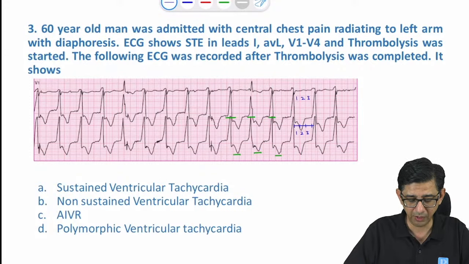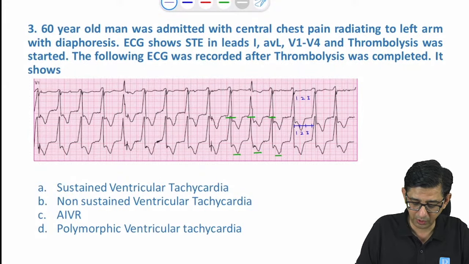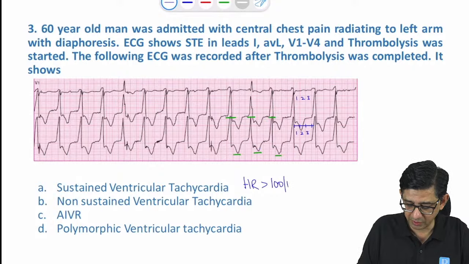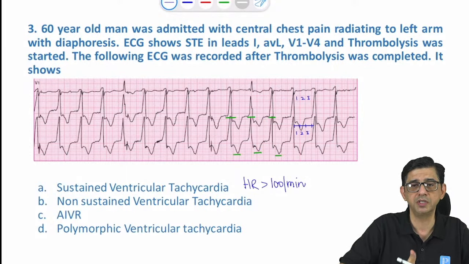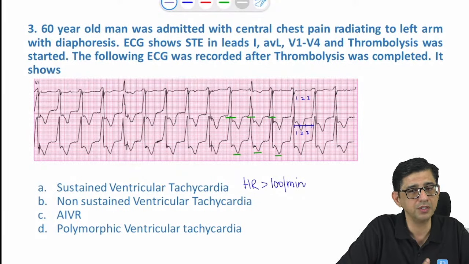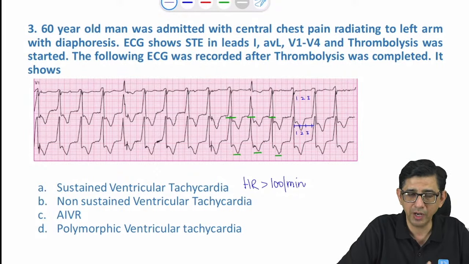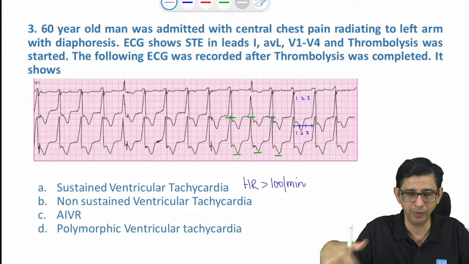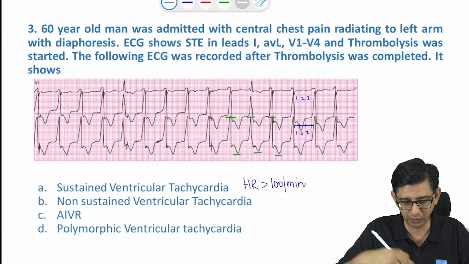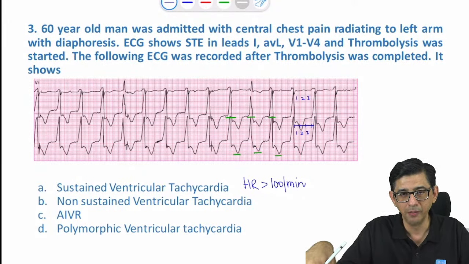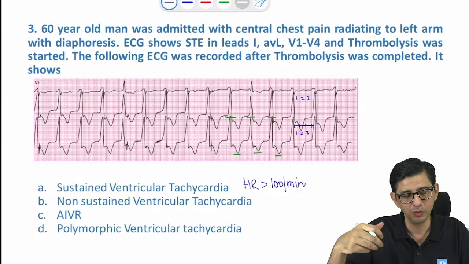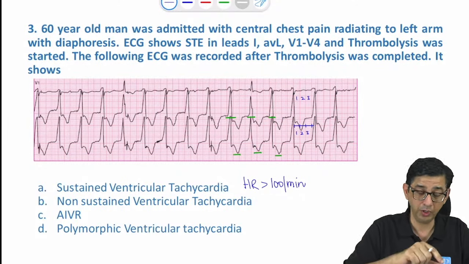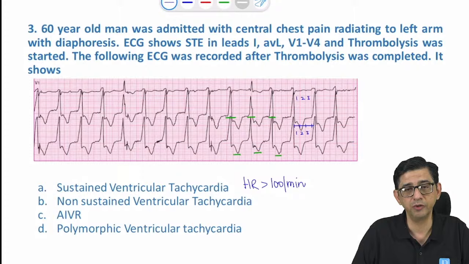VT will always have a heart rate more than 100. In fact, A and B are dummy choices because it is written sustained and non-sustained. Sustained would be more than 30 seconds and non-sustained would be less than 30 seconds. In this particular strip, there is no duration given. I cannot find out whether it is 30 seconds or more. They should give me the time, or I should count the number of boxes, because only then can I identify that. They should have given a long strip for the question.